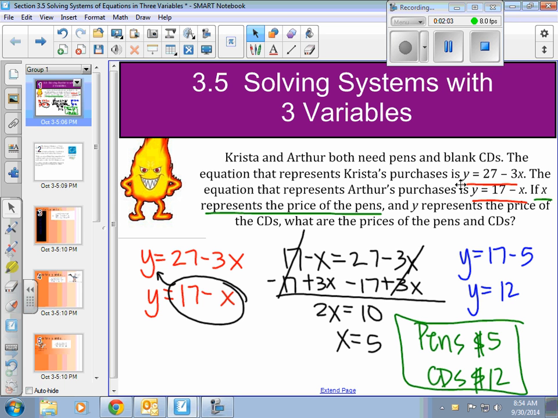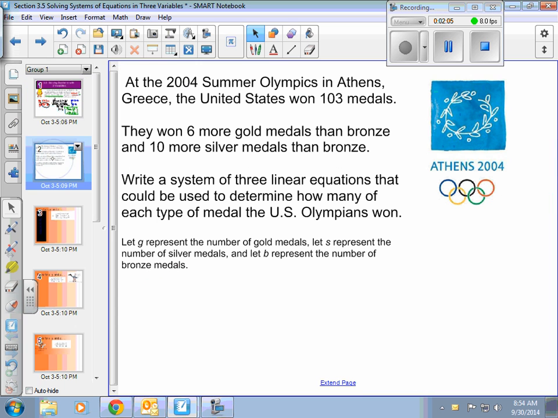Now we're going to look at an example for systems with three equations. At the 2004 Summer Olympics in Athens, Greece, the United States won 103 medals. They won 6 more gold medals than bronze and 10 more silver medals than bronze. It says write a system of three linear equations that could be used to determine how many of each type of medal the U.S. Olympians won. So you let G be gold, S be silver, and B be bronze.